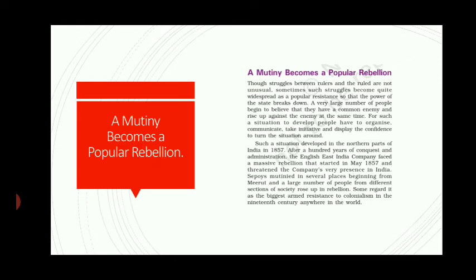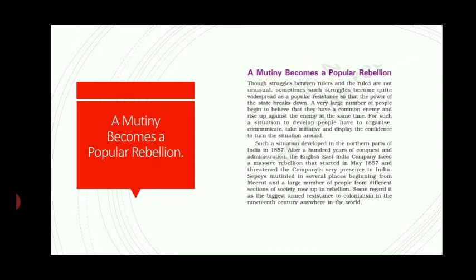And the people who were revolting belonged to some particular section of society. But the revolt of 1857, for the first time, brought everyone together, whether a zamindar or a peasant, whether a king or a sepoy, even local villagers joined this revolt because they all realized that their common enemy is the Britishers. To revolt against the Britishers was not an easy thing. They had to organize and have the confidence to fight against the mighty empire of the Britishers. Such a situation developed in the northern parts of India in 1857.